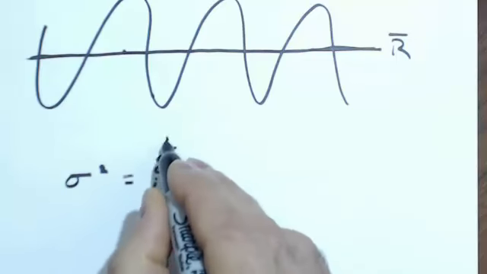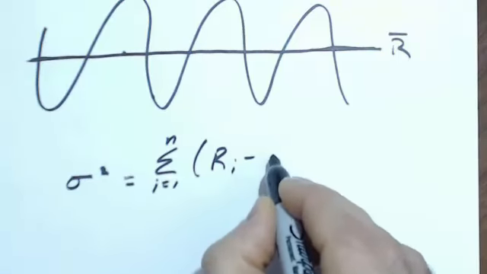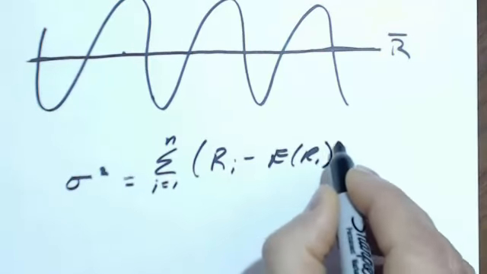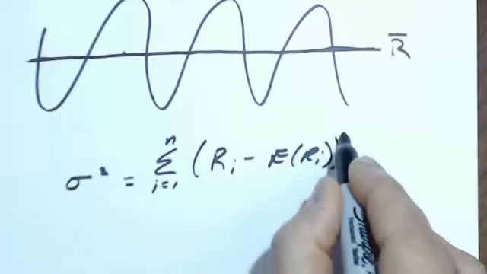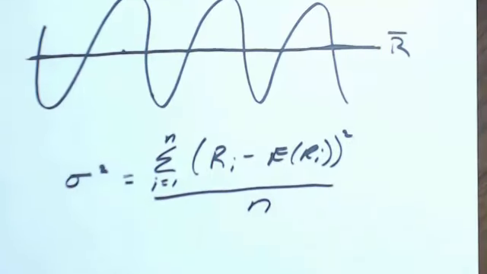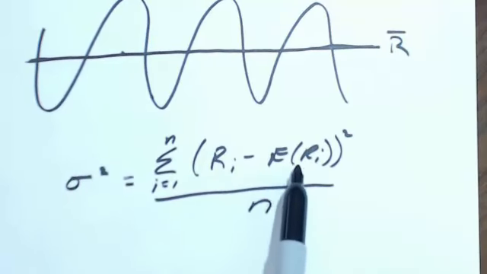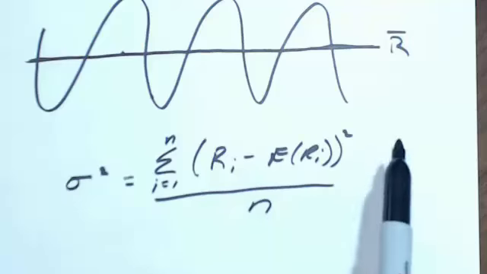And so let me give you the formula, and then I'll explain it to you. Okay, so that's the formula. And what this is saying is, look, we're going to take the deviations from what's expected. In other words, the mean, basically.